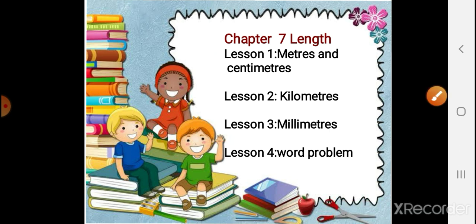So in this lesson we are going to solve some of our word problems according to our previous lessons that were given in our course book. So let's start our lesson 4, word problem.